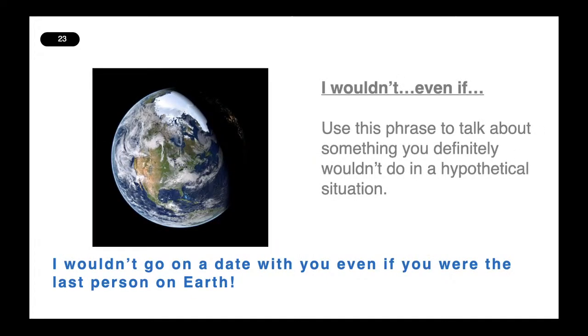Last one right here. I wouldn't even if. Use this phrase to talk about something you definitely would not do in a hypothetical situation. So this is talking about something you will never, ever do. And this is how it usually looks. This is a good example sentence. I wouldn't go on a date with you even if you were the last person on earth. Very strong hypothetical situation. Very strong, I wouldn't do this.